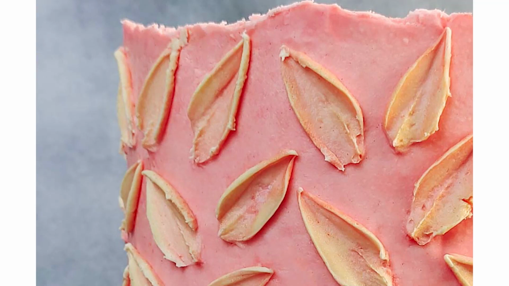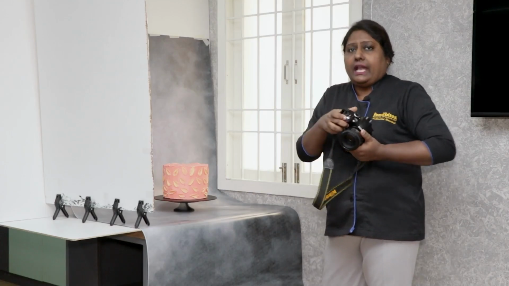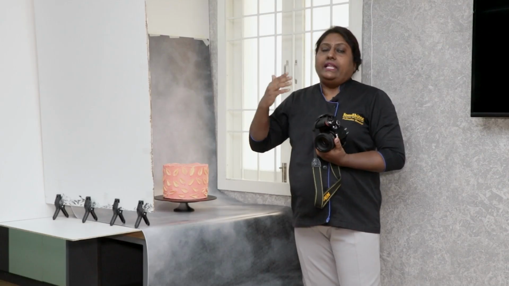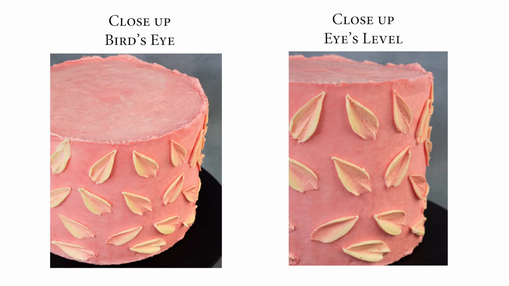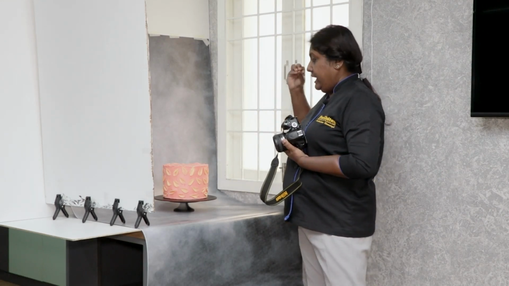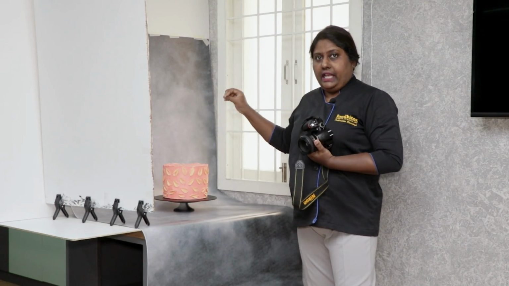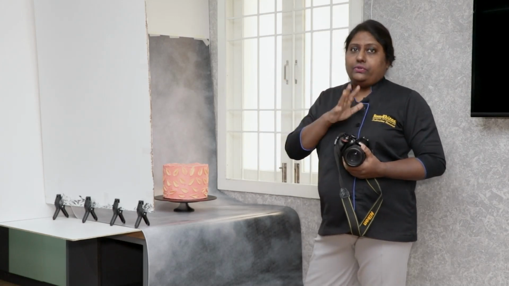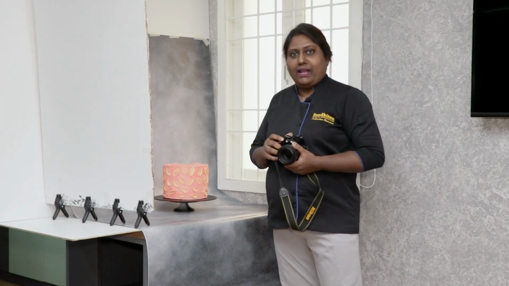Okay, so these are the most important angles: the eye level, the bird eye and the dead top. The first most important ones, and then the two close-ups of the bird eye and the eye level getting a little closer and showing just one part of the cake, and then even getting closer for taking the elements in complete close-up. Okay, so in the next lesson, I'm going to show you how to take the pictures using the mobile phone camera.